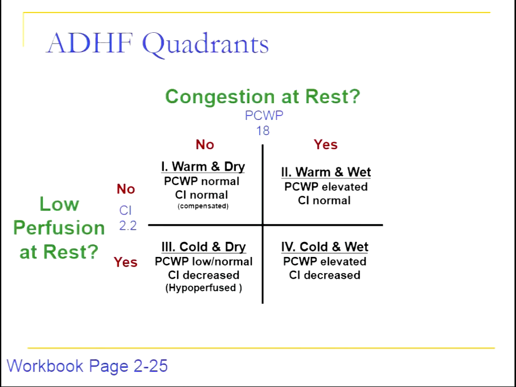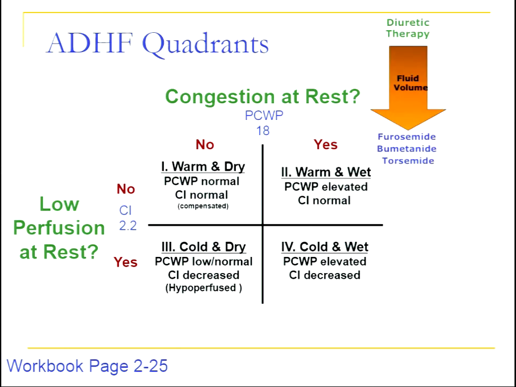So when you ask yourself those questions, is my patient experiencing symptoms of congestion at rest? If it's no, they're on the left side of the quadrant here, and if it's yes, they're on the right side of the quadrant. And whether or not they are hypoperfused, if you have numbers, anyone who's less than 2.2 is down here, or anyone with those symptoms are below. And we're going to base our drug therapies on which quadrant those patients present to.